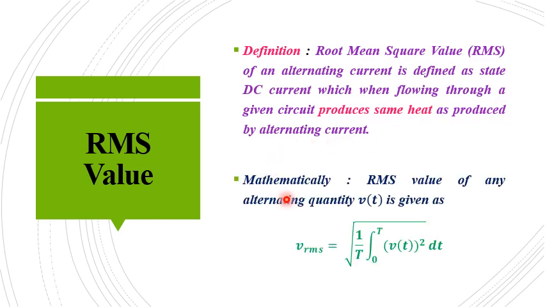So mathematically, the RMS value of any alternating quantity V of t is given as V rms is equal to the root of 1 by T, integral 0 to T, V of t squared dt. Root mean square value. Okay.